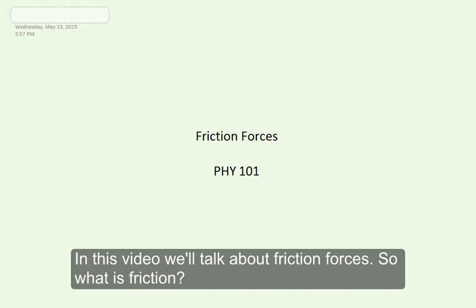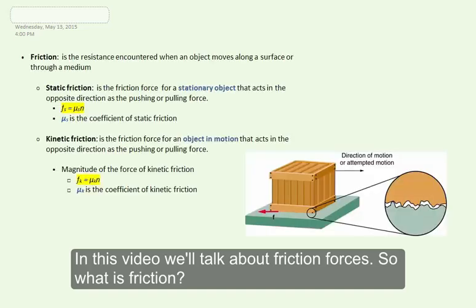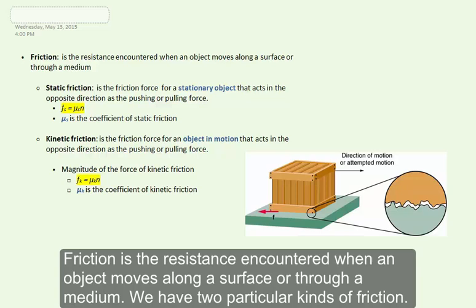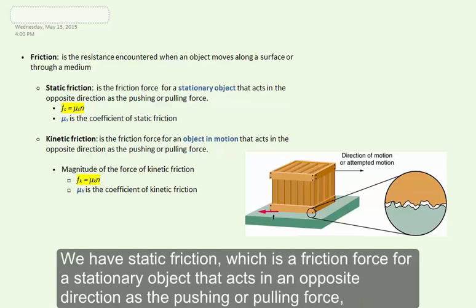In this video, we'll talk about friction forces. So what is friction? Friction is the resistance encountered when an object moves along a surface or through a medium. We have two particular kinds of friction. We have static friction, which is a friction force for a stationary object that acts in the opposite direction as the pushing or pulling force.